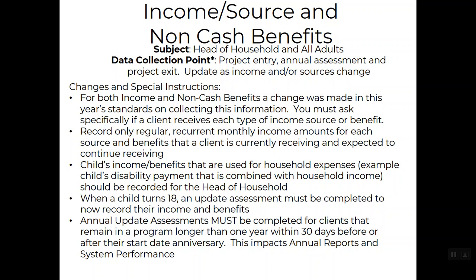Some other considerations: if a child receives an income or a benefit and that income or benefit is used for household expenses, the example given is if a child's disability payment is combined with the overall household income, then that income source and income amount should be recorded for the head of household. And then finally, if a child is in a family during the course of a program enrollment, and that child becomes 18 years old and is considered an adult, a new update assessment must be completed for that child to record what their income sources, amounts, and benefits are.